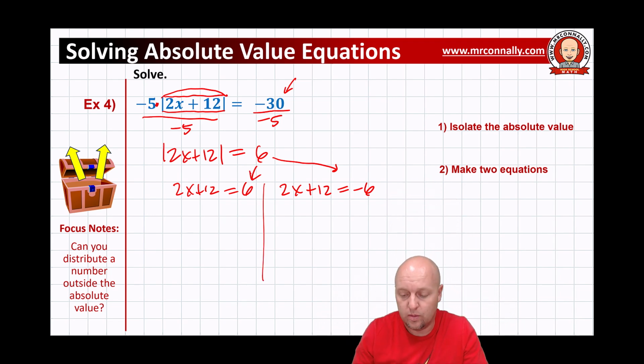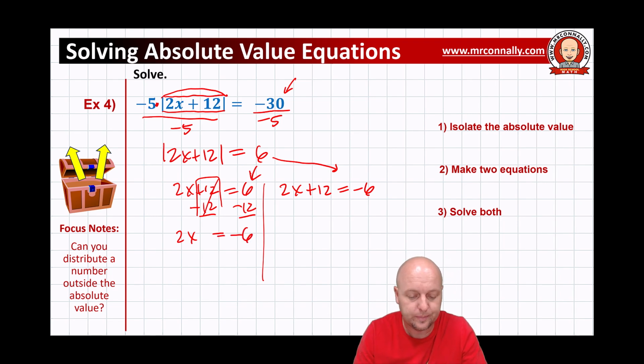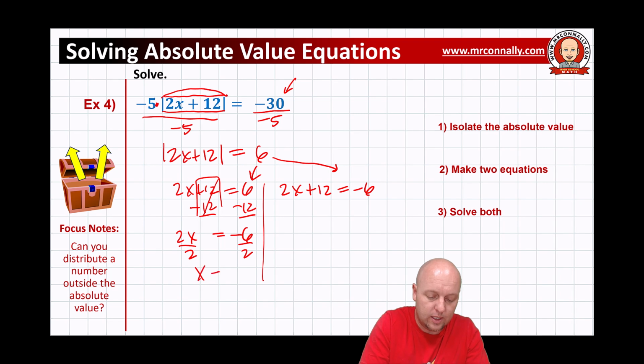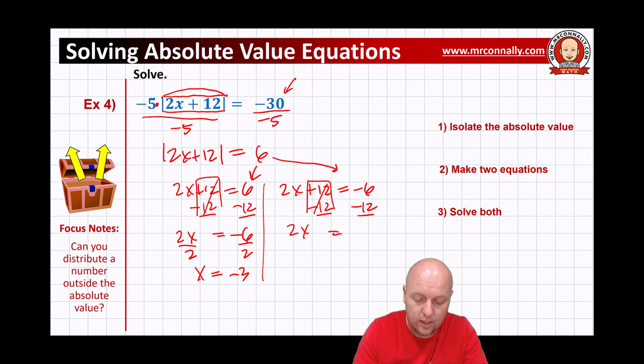Okay, so we'll solve both equations now. So subtract 12 from both sides using the inverse operations. That cancels. You get 2x equals -6. And then divide by 2. And you get x equals -3. And now let's do the other equation. -6 minus 12. You get 2x equals -18. And now we divide by 2. And we get x equals -9.